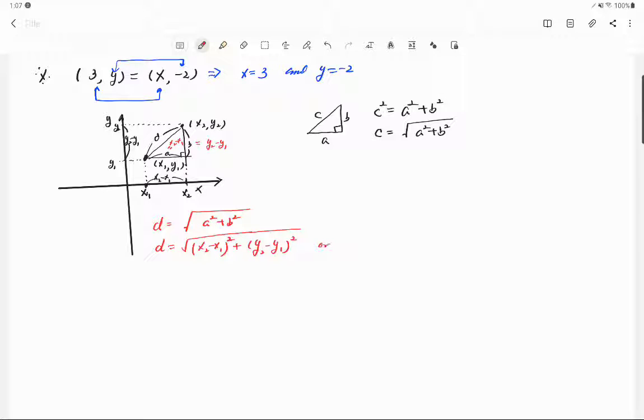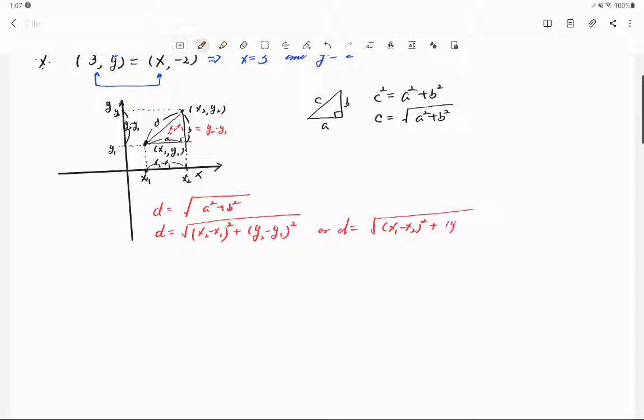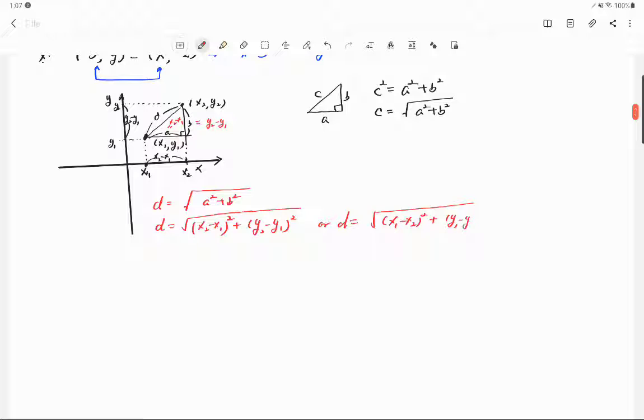Or you can switch this x2 and x1. So x1 minus x2 is still okay. And then y2 minus y1, like y1 minus y2 squared, is still okay, because whenever we square it, it becomes a positive number. So that's how we can find the distance between 2 points.